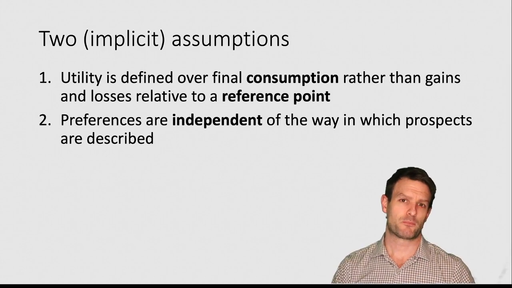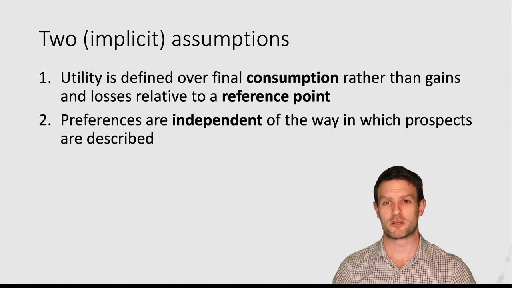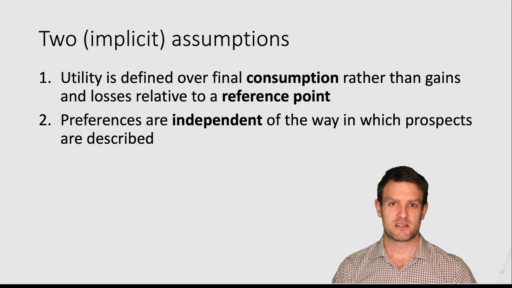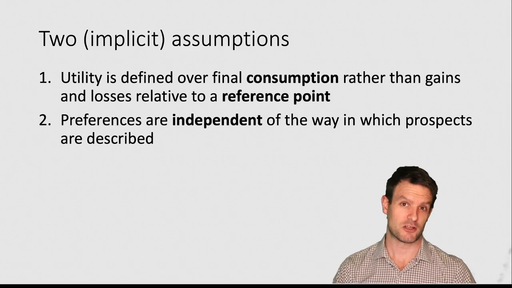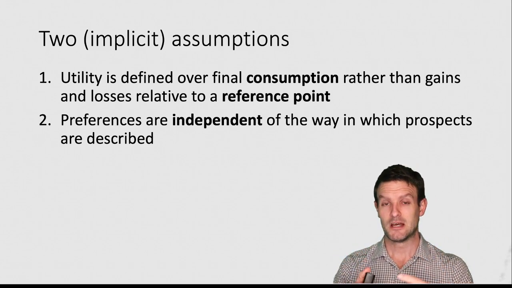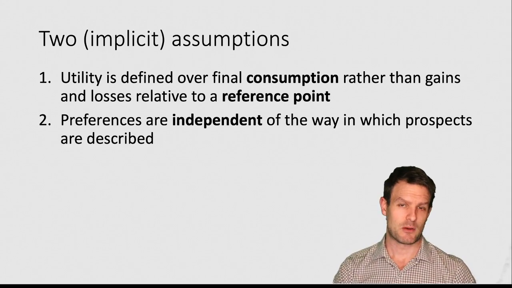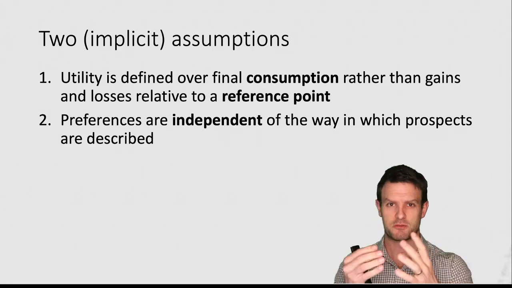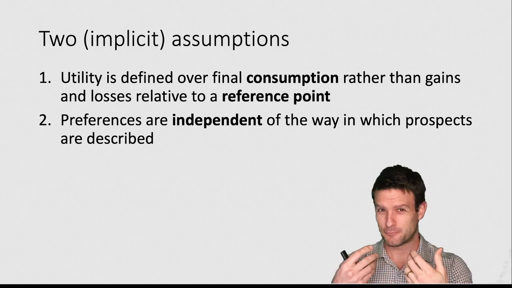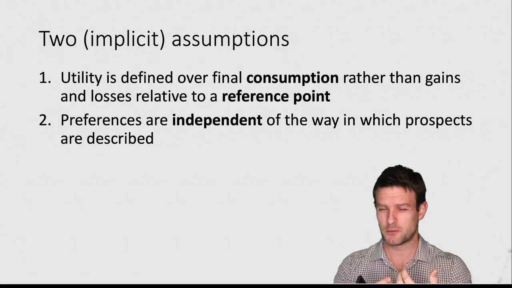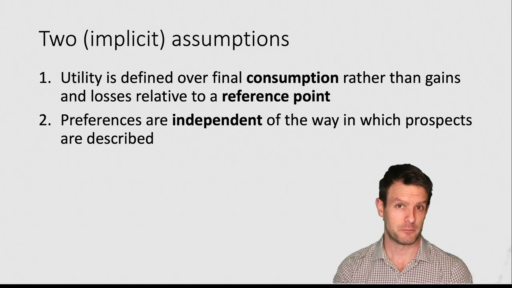The other point is that preferences are independent of the way in which prospects are described. So what this is saying is that we should not care about the way in which a prospect is described when we're making a choice between two different prospects. So when we spoke about that choice right at the start with the disease, and we spoke about saving people versus people dying, that kind of framing, that kind of description of the prospect should not change how people behave.